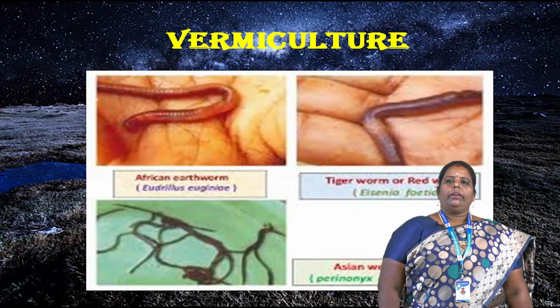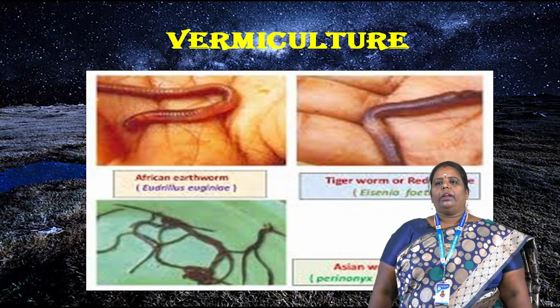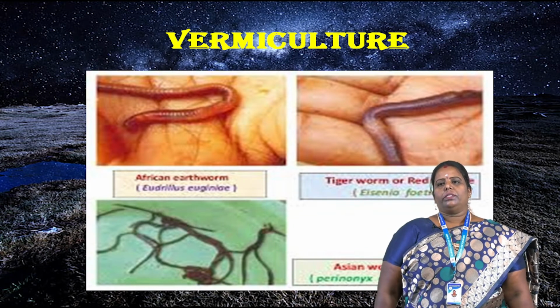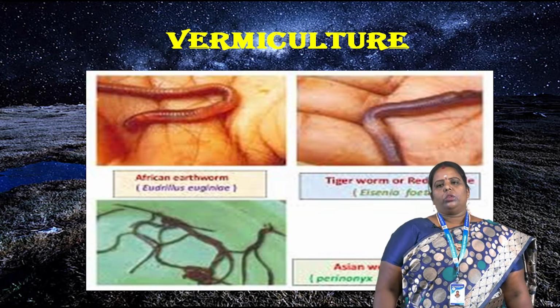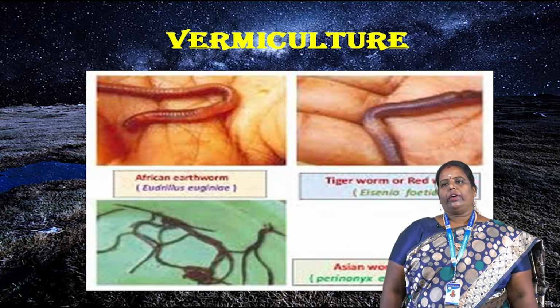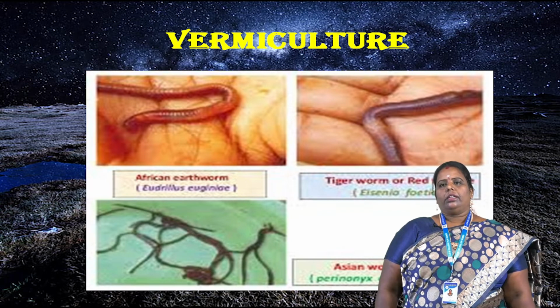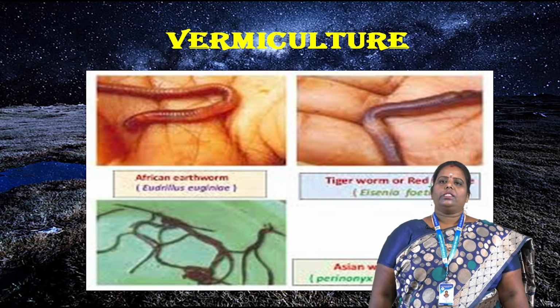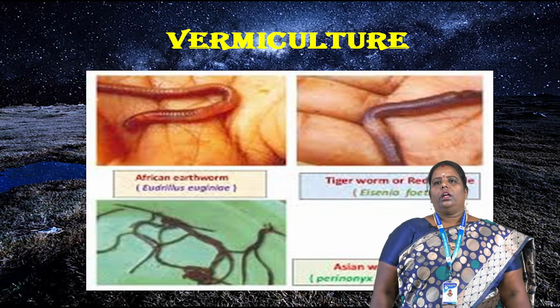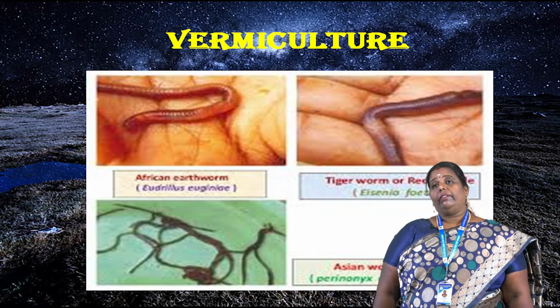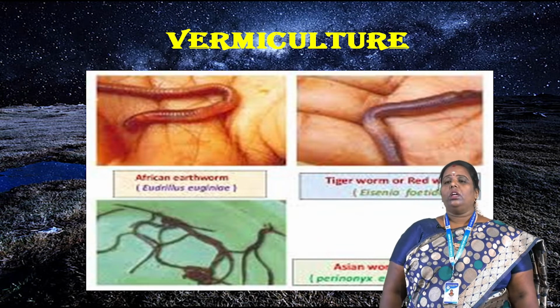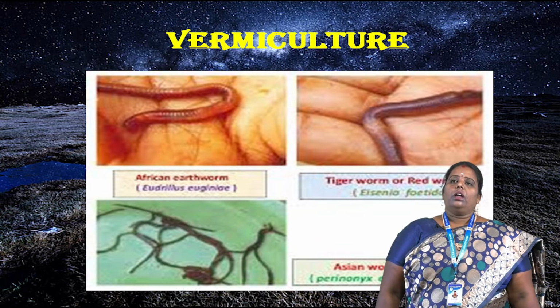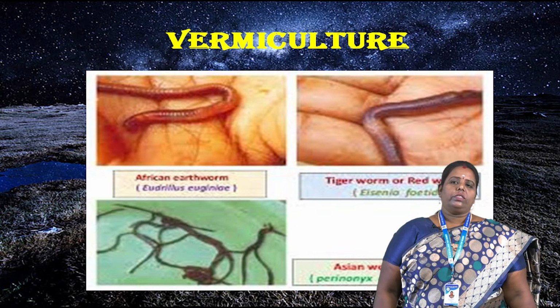Next, normally for vermiculture, the African earthworm, tiger worms, and Asian worms are used. As I already told you, most of these worms, Asian worms also, are used for vermiculture. Some of the worms, the African earthworms, Eudrilus species, are also present in Africa. These worms are also used for vermiculture and composting, and they give good vermicast and compost.